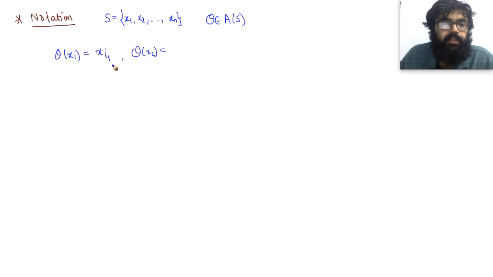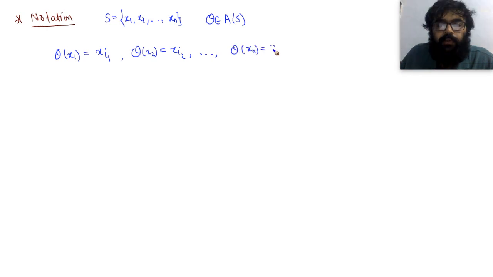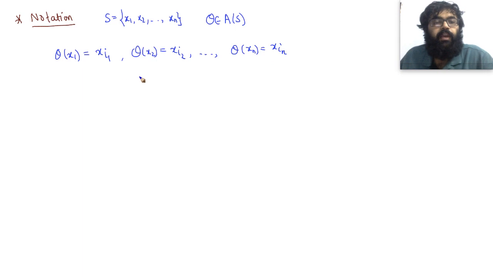So it will be other than this, and let us call it xi2, where xi2 is different from xi1, and so on. So theta of xn equals xin. So we have xi1, xi2, up to xin. These are all n distinct elements among x1 to xn. And then how do we write theta?